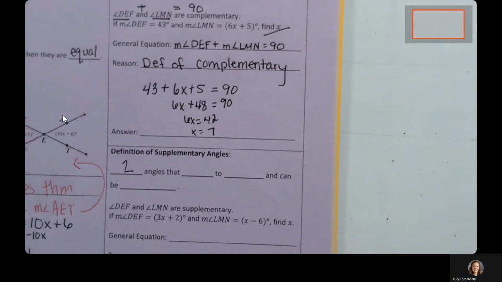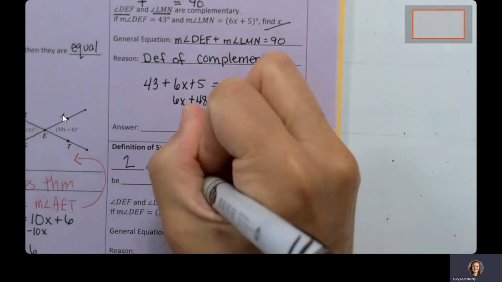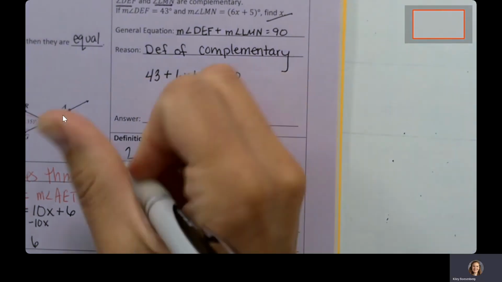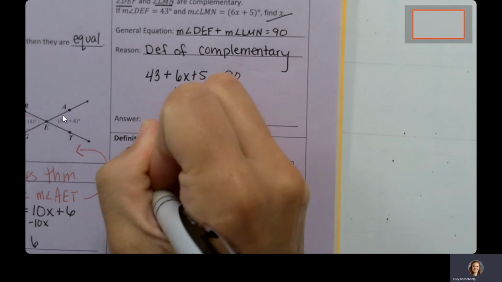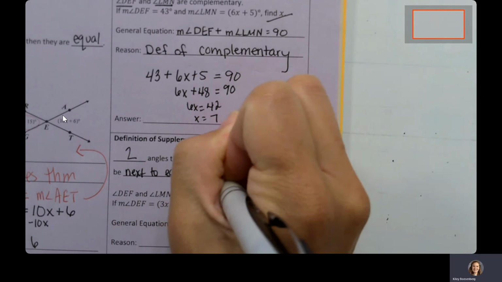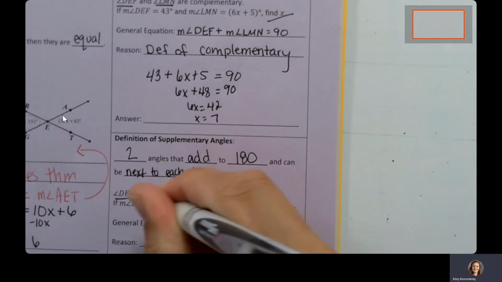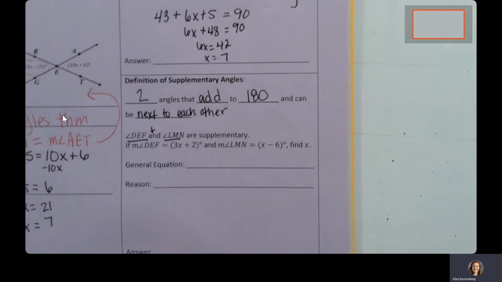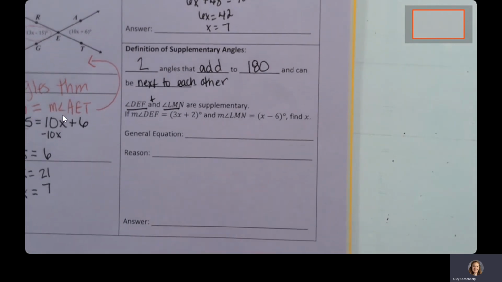Okay, so we've got two angles that add to 180, and they can be next to each other. That's how it's supposed to go. Same thing, I want this angle plus this angle. The word are in math is just the plural for the word is. I know it's a little English lesson there. But the word is in math means to put an equal sign. X is 7, you would put an equal sign. So this word are means equals.